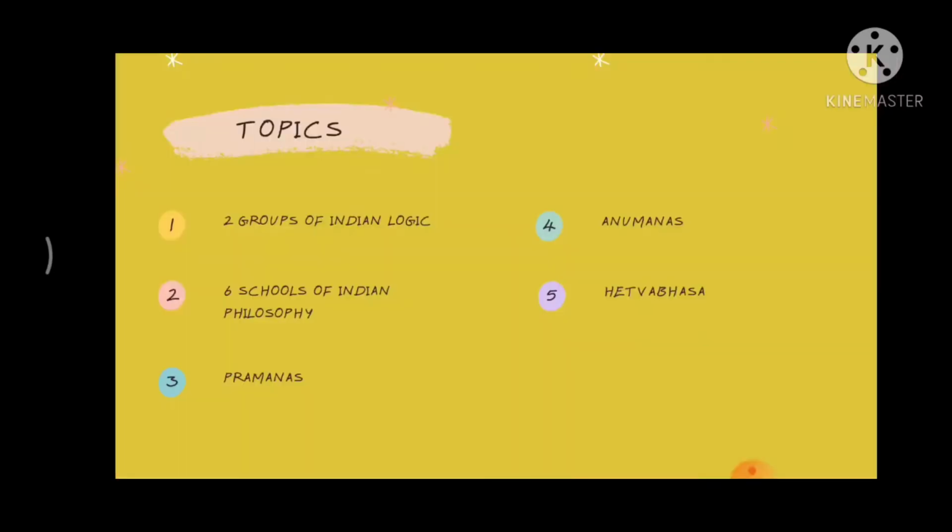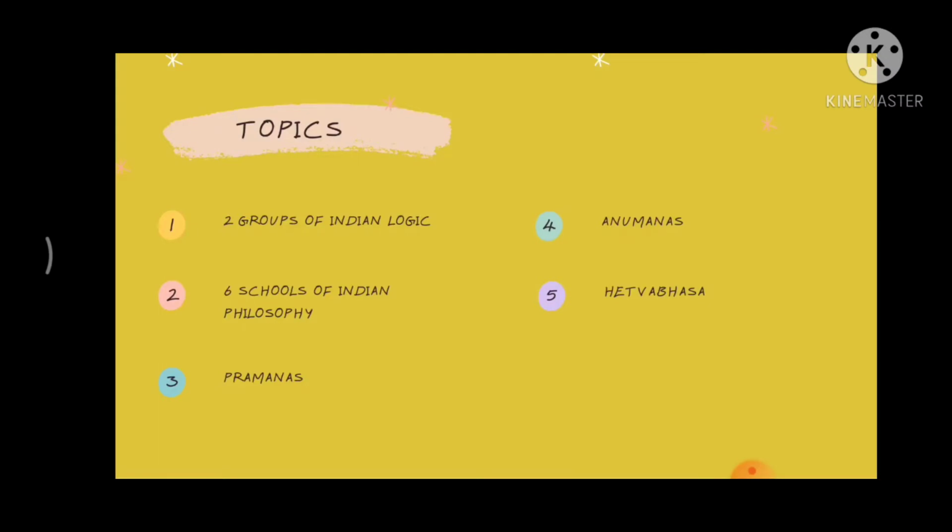Okay. So these are the different things that you have to study in this module. First is the two groups of Indian logic. Till now we have learned the Greek logic, right? The classical square of opposition, arguments and all these things were from the Greek logic. Now we are moving on to Indian logic. First of all we will learn the two types of Indian logic that prevailed in India, and then we will see which are the 6 schools of Indian philosophy, what are the differences, and who were the founders of that.